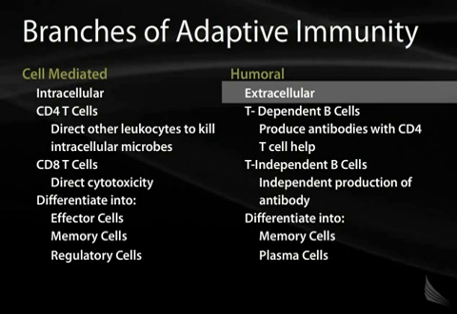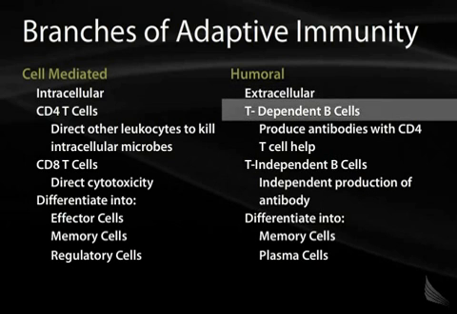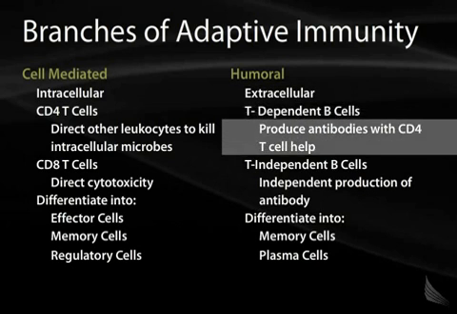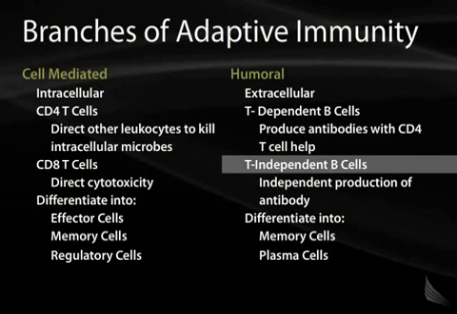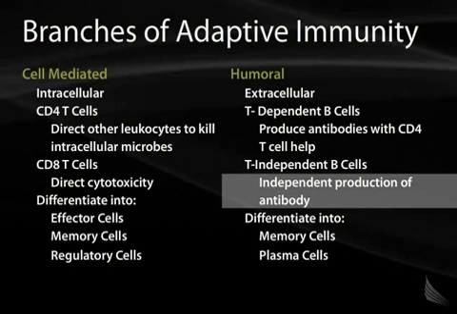And these B cells can be thought of as either T-dependent or T-independent. By and large, the majority of B cells are T-dependent. They produce antibodies with CD4 T cell help. There is a subset that is T-independent. This is a small subset that can produce antibodies in response to certain types of antigens, and we'll talk about that a little later as well.